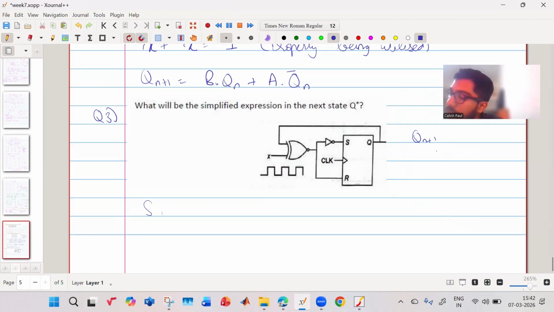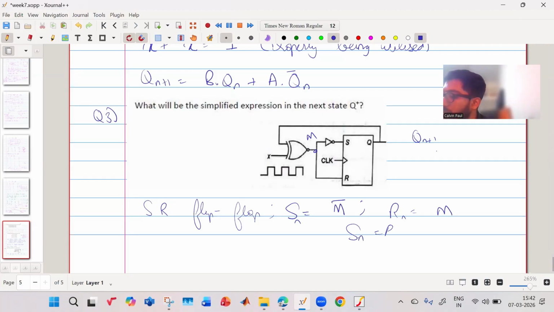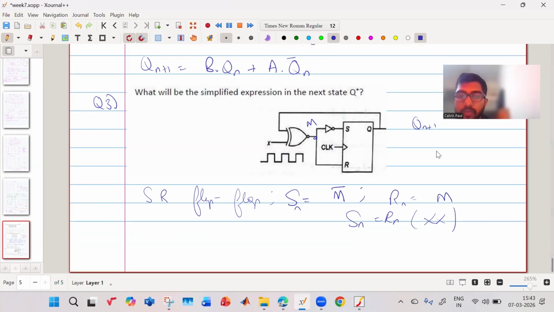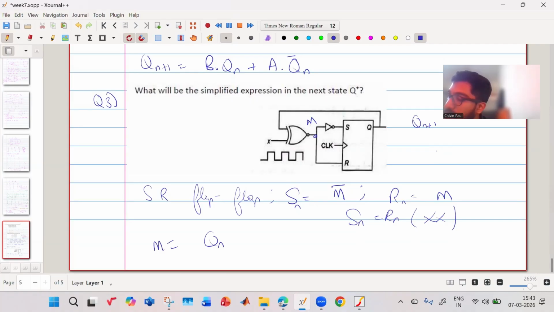Now you will notice you have an SR flip-flop. And you'll notice this intermediate variable here, with value m. That means Sn is equal to m bar, and Rn is equal to m. So what this does is it makes sure that Sn equal to Rn doesn't happen. It doesn't permit it. And this is done by this circuit. So what is M? M is Qn XNOR of x. This is your x, this is your Qn.